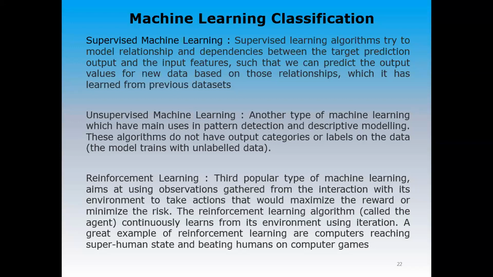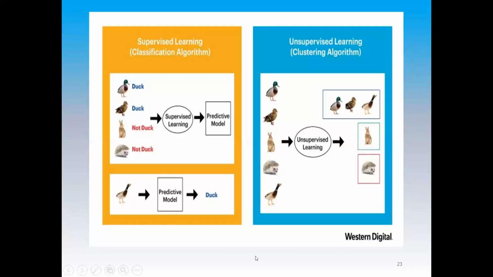This is how it will interact. This is how the output should be. And based on that, you try to maximize the reward or minimize the risk. So it goes through sufficient iterations where the agent will learn and accordingly give its decision. It does not have any prehistoric data sets on which the computer can learn.